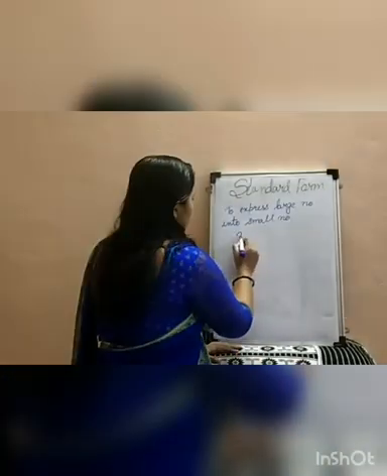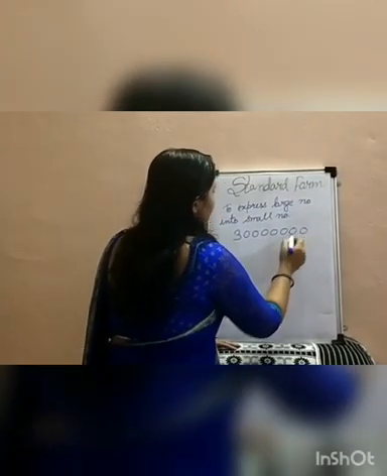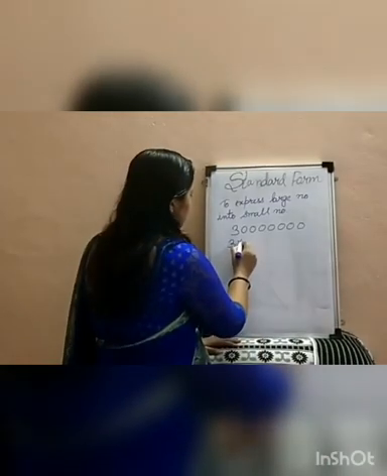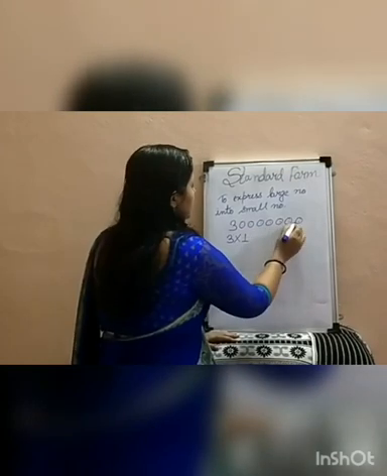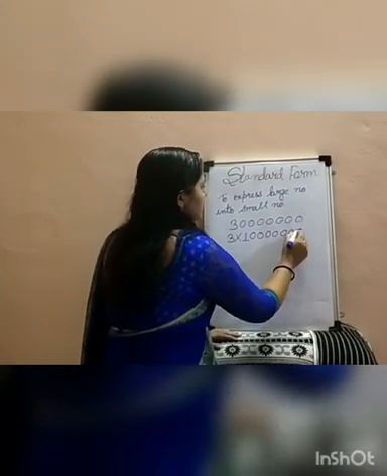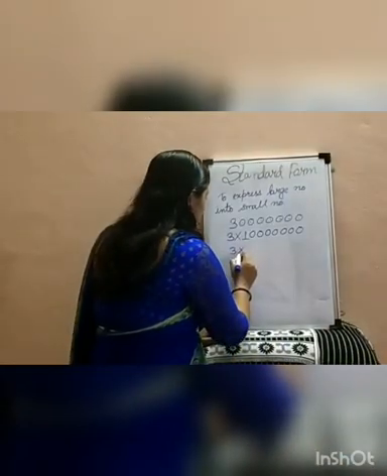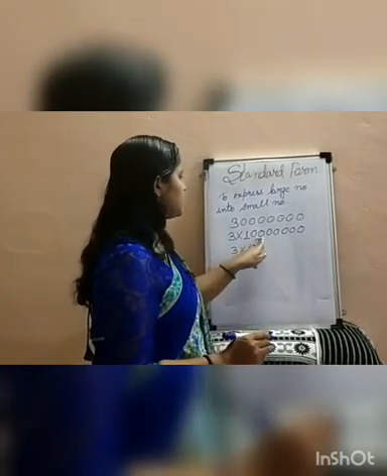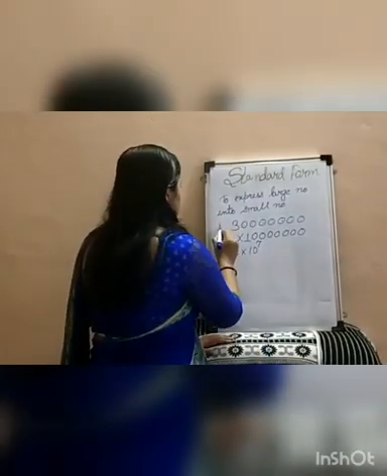For example, we have 3000. How can we write it? We can write it as 3 into 1 followed by 7 zeros. Next we can write it as 3 into 10 raised to the power 7, because 7 zeros are here. So raised to the power 7. That is our first example.